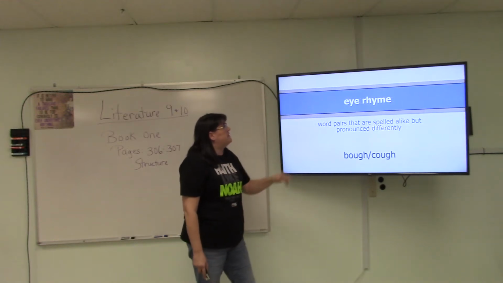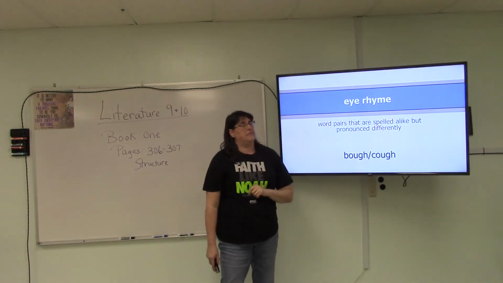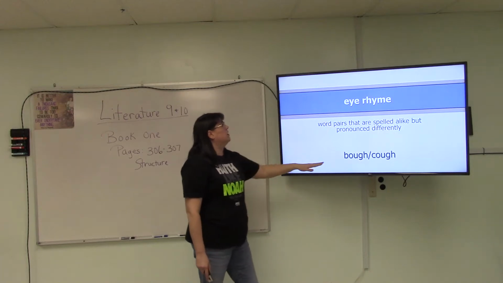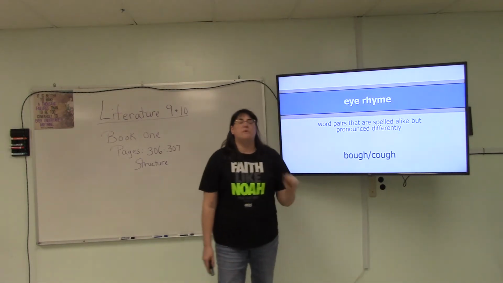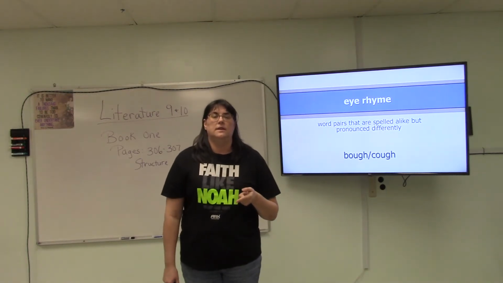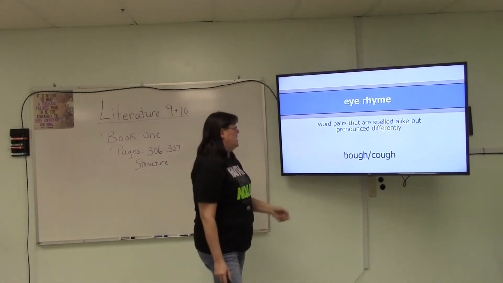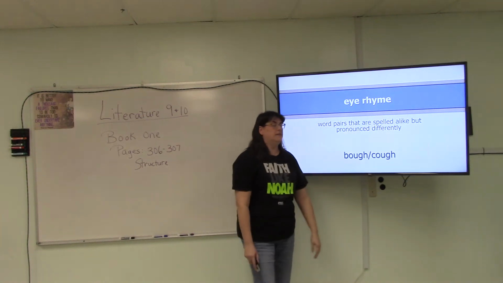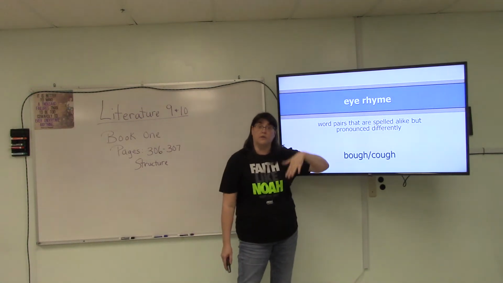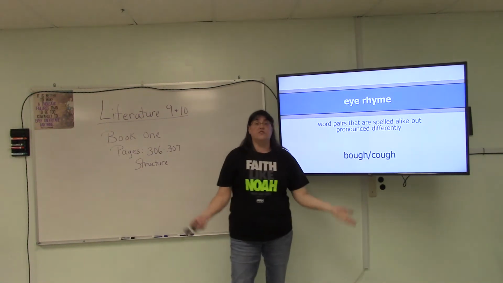The next term is the I rhyme. An I rhyme are 2 words that are spelled alike, but they're pronounced differently. So that you would think that they would rhyme, but they don't. Look at bough and cough. When the bough breaks, talking about a tree bough. But cough, that's 2 different things.